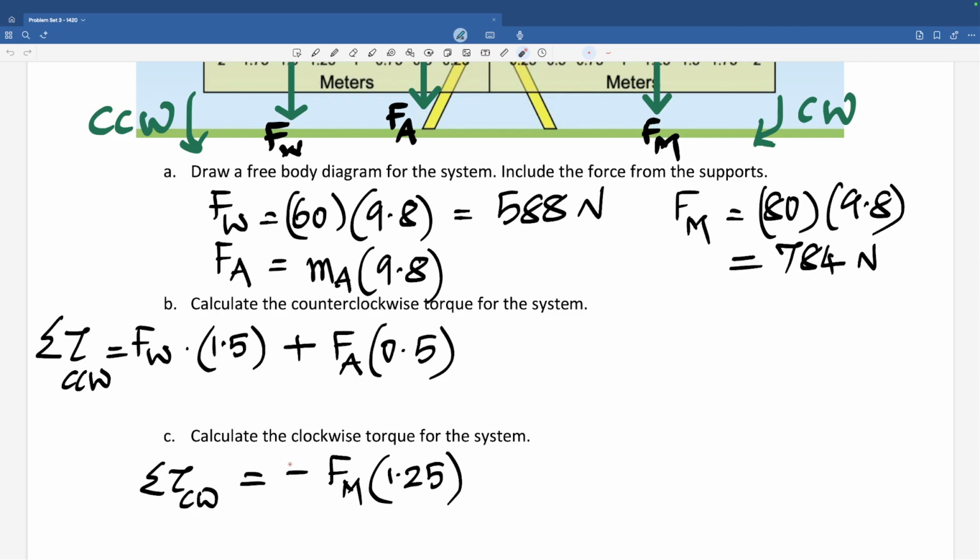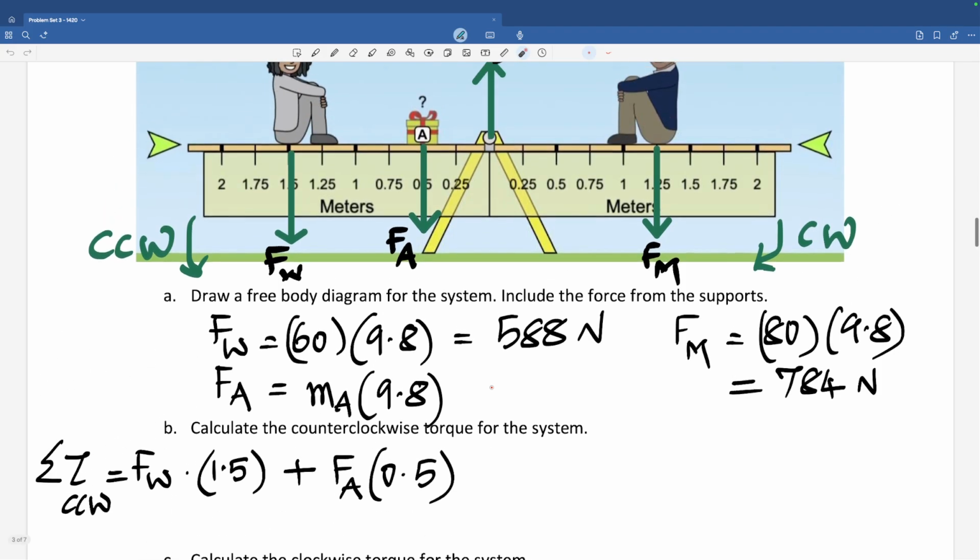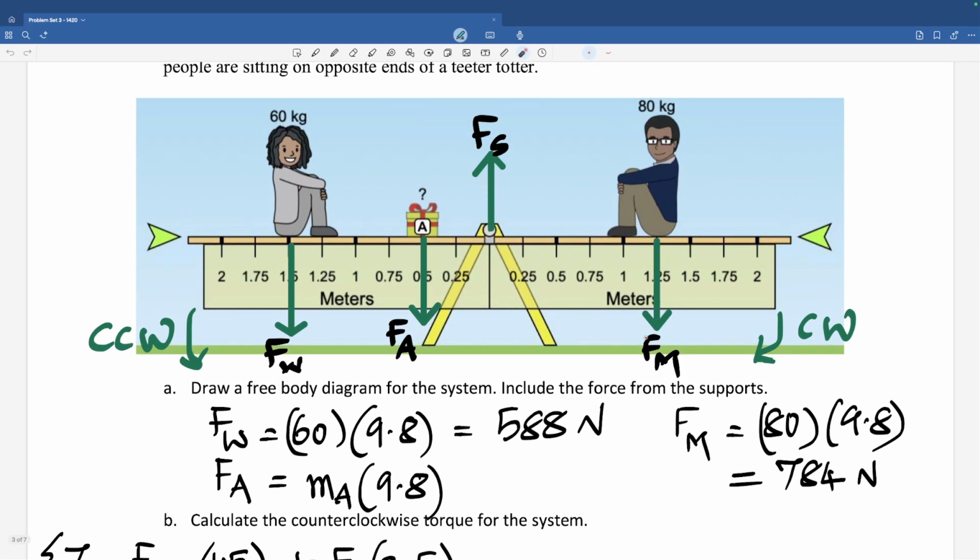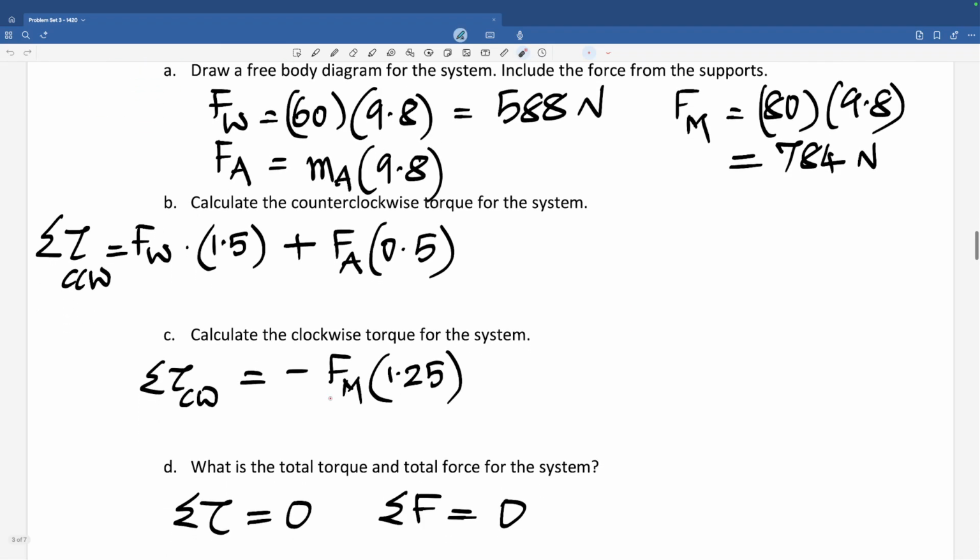Then C says calculate the clockwise torque. There's only one force on this side, and that's creating the clockwise torque. So it should be F sub M multiplied by 1.25. But you know what? Clockwise torques are taken as negative. So that's why I have included a negative here. Now you have to substitute the numbers and calculate it. Please don't leave it like this. You have to complete the calculation. I'm not doing everything for you. You have something to do.